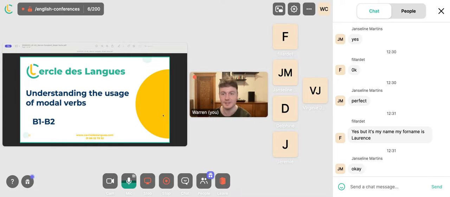Today's conference is about one of my most requested subjects as an English teacher. Actually, we're going to talk about the usage of modal verbs.